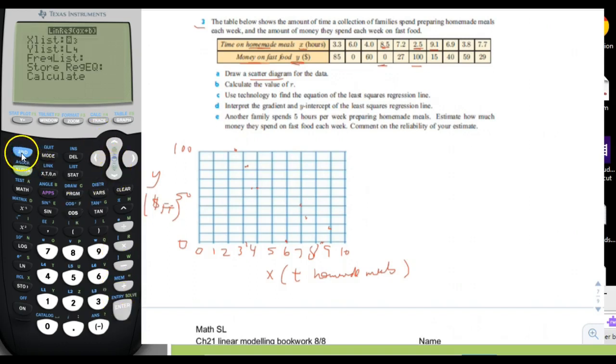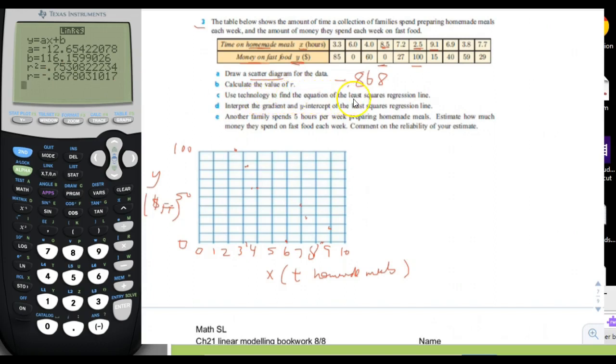linreg, and I'm going to put second 5 and second 6 so that I can get L5 and L6 there. And then I do a calculate. And since I have catalog diagnostic on already, it shows me the R values. So the R value I have is negative 0.868. That's pretty good correlation. It's very close to 1.